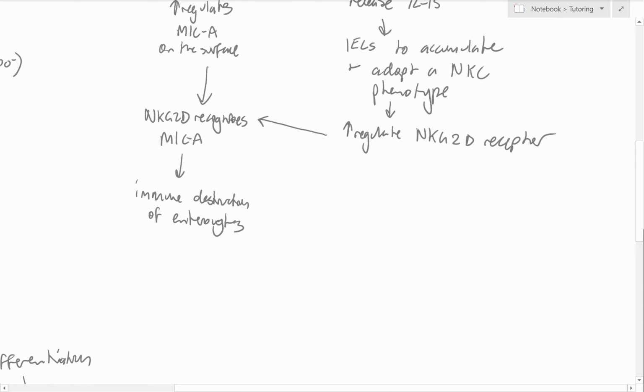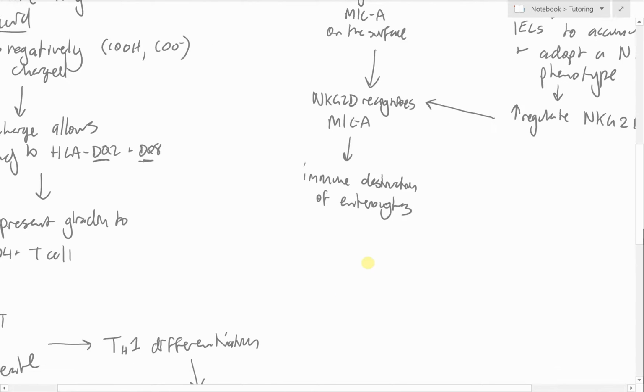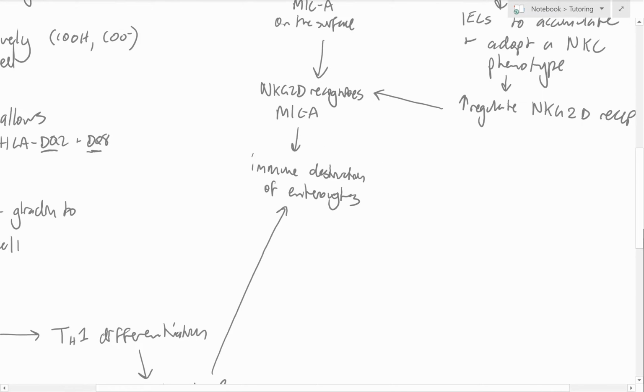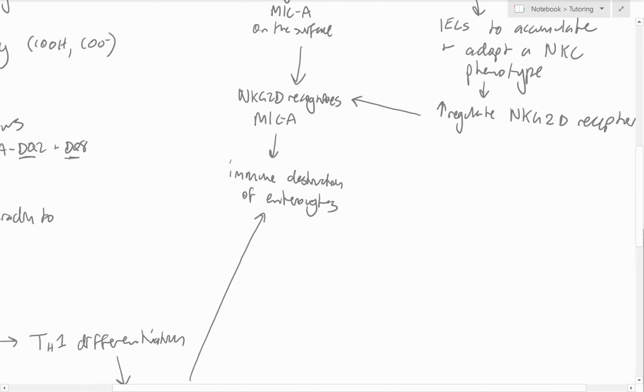Other things also contribute to this. This interferon gamma release that we talked about before also ties into this and also helps upregulate that natural killer cell phenotype. We'll now talk a little bit about what we see in celiac disease: some of the symptoms, some of the outcomes, what we see on histology, all that kind of thing.